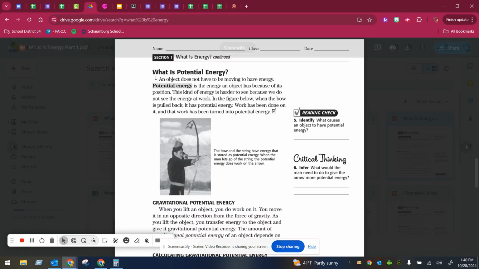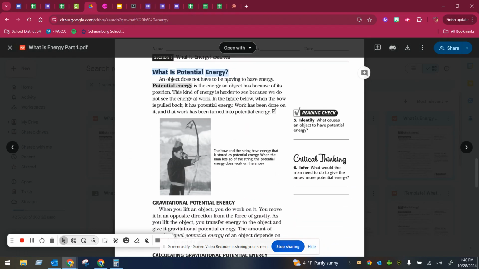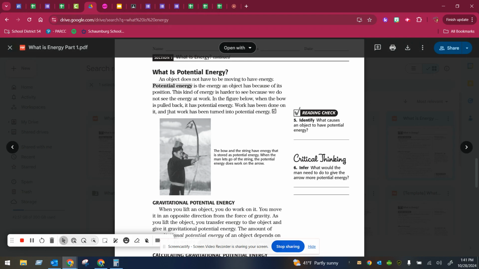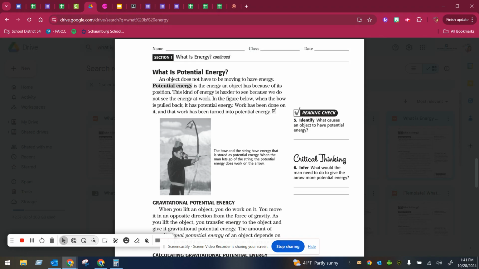Next page. What is potential energy? An object does not have to be moving to have energy. Potential energy is the energy an object has because of its position. So this kind of energy is harder to see because we do not see the energy at work. In the figure below, when the bow is pulled back, it has potential energy. Work has been done on it, and that work has been turned into potential energy.